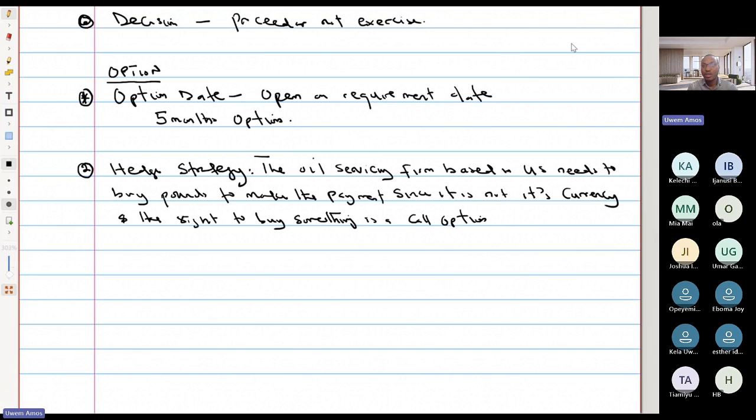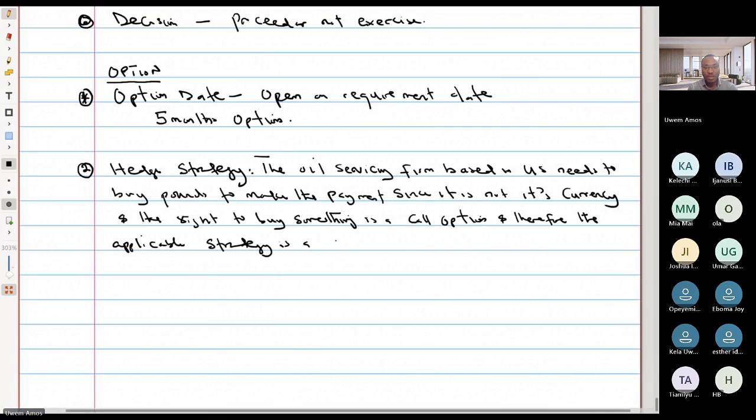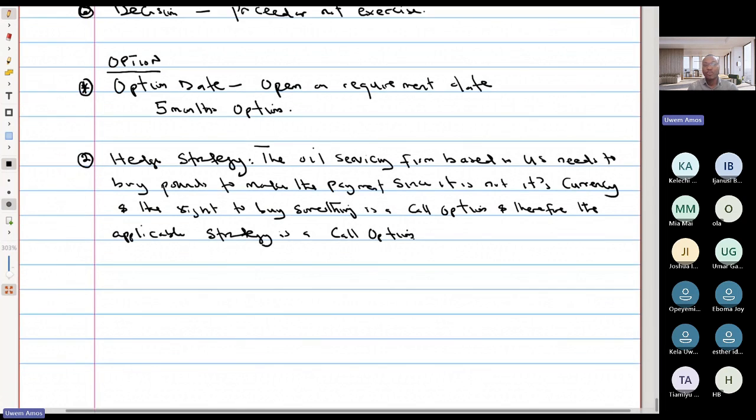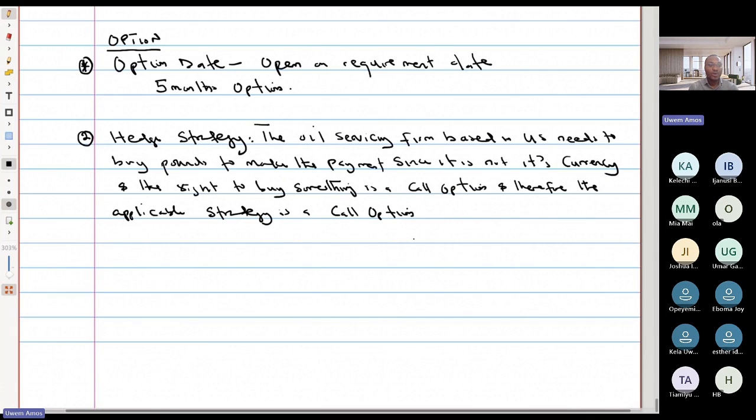So the right to buy something is a call option, and therefore the applicable strategy is a call option. So that's pretty straightforward. Remarks for you guys there as well.